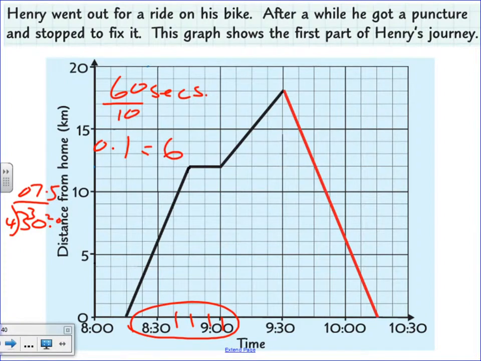So 0.1 of a minute is 6 seconds. What I'm saying is, speed, distance, time graphs are really easy to read, and a lot of you will get the easy marks to do that. Where you'll drop marks is because people don't understand the time divisions here, and you have to think in multiples of 60 when you're talking about time.